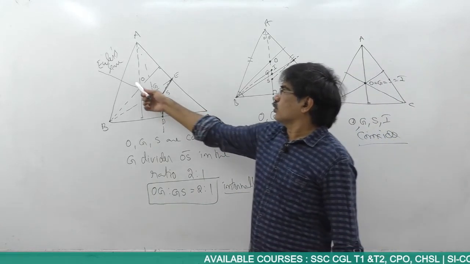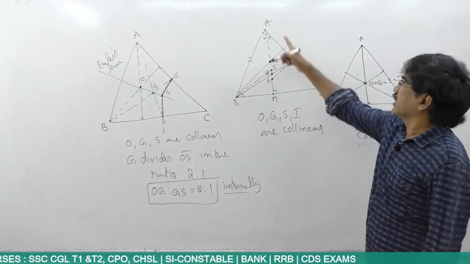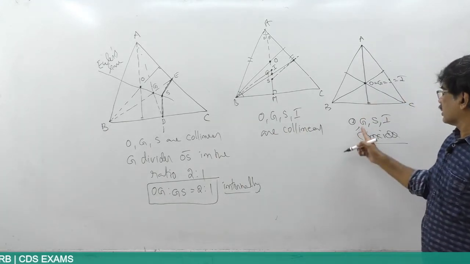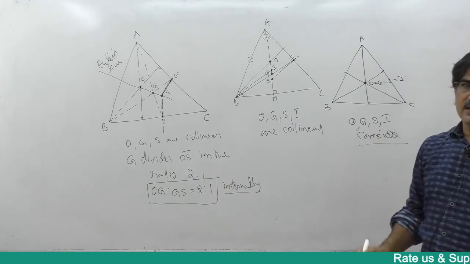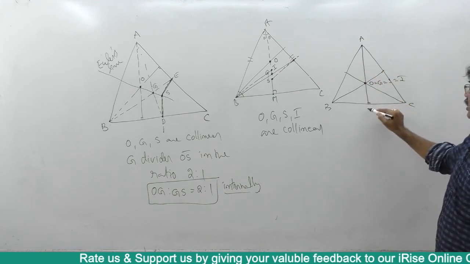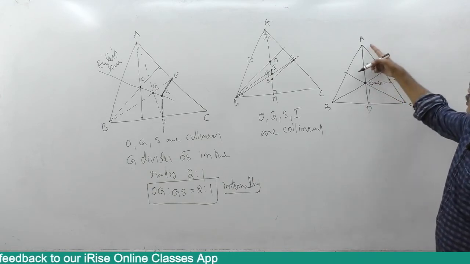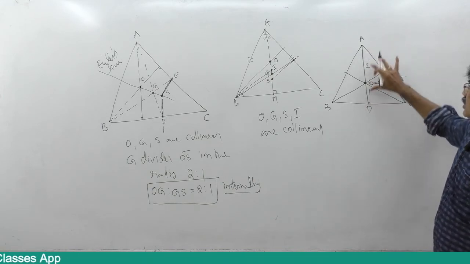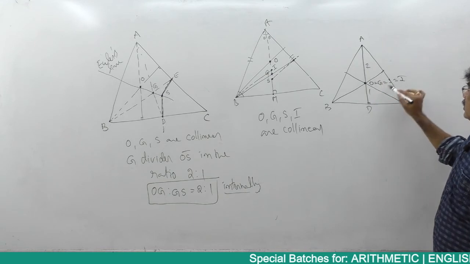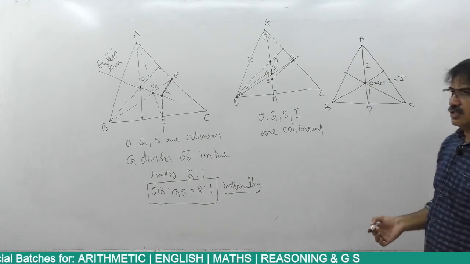In an isosceles triangle, O, G, S are collinear and G divides OS in the ratio 2:1 internally. In the case of an isosceles triangle, O, G, S, I are collinear. In the case of an equilateral triangle, O, G, S, I coincide. If O, G, S, I coincide, already you know G divides the median in the ratio 2:1 internally. So this part and this part are in the ratio 2:1. Similarly, O also divides in the same ratio, S also divides in the same ratio, I also divides in the same ratio in the case of an equilateral triangle.